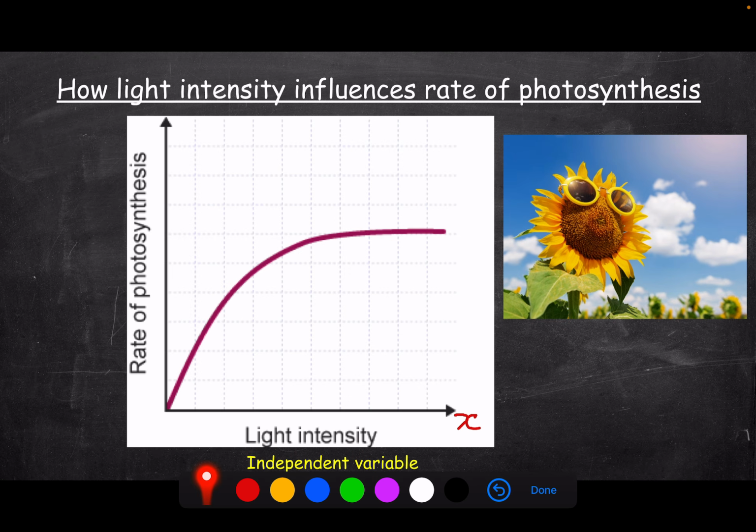So this graph shows how light intensity influences rate of photosynthesis, and light intensity being the independent variable is what is being controlled by the person conducting the experiment. So he can either increase the amount of light that the plant receives or decrease the amount of light that the plant receives.